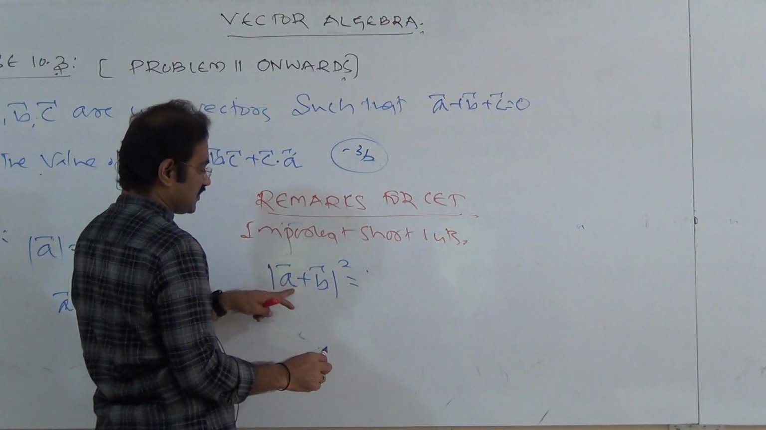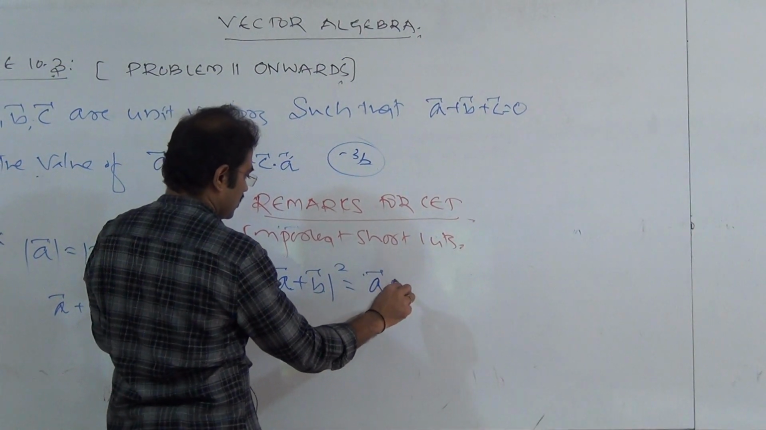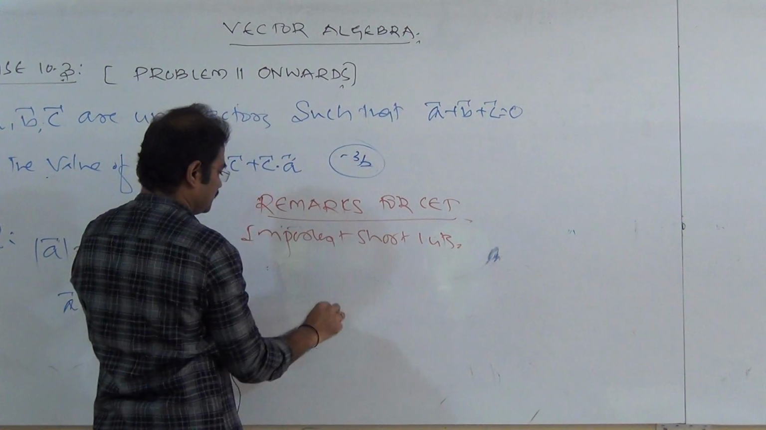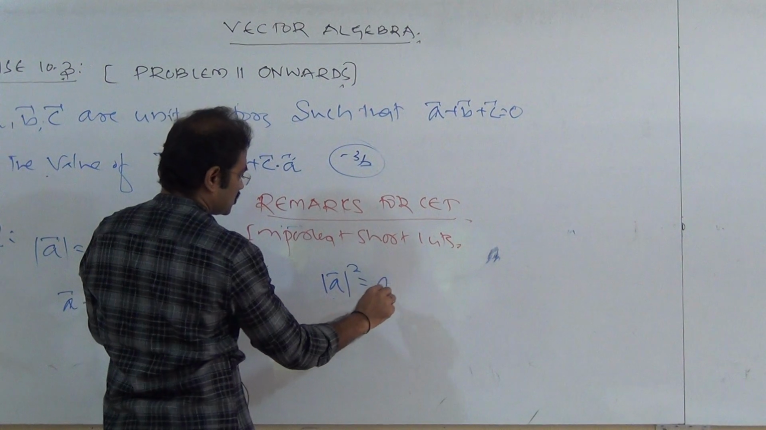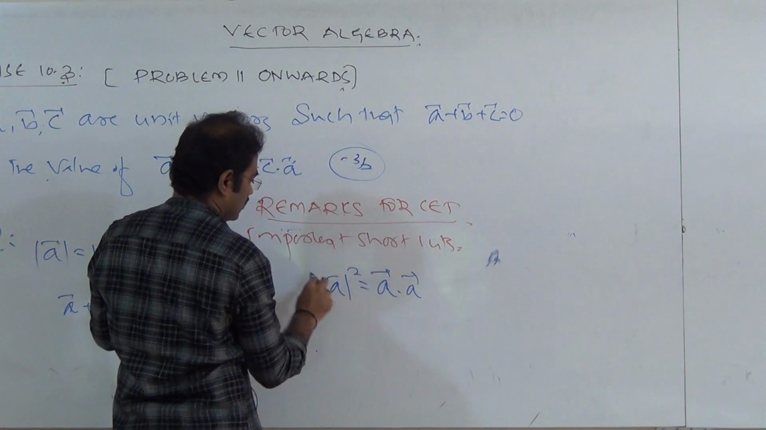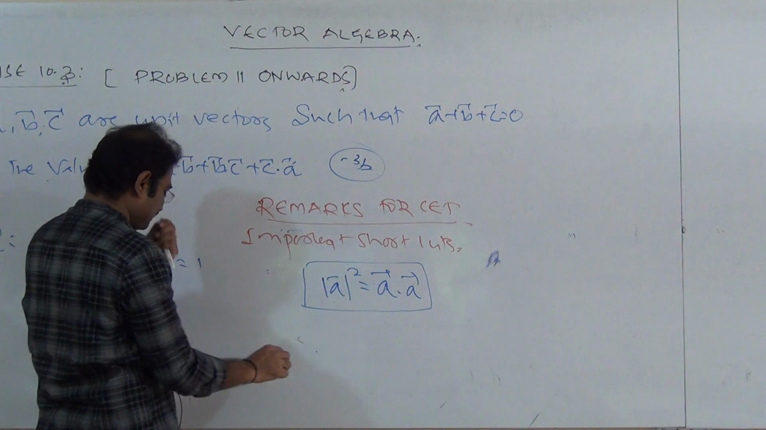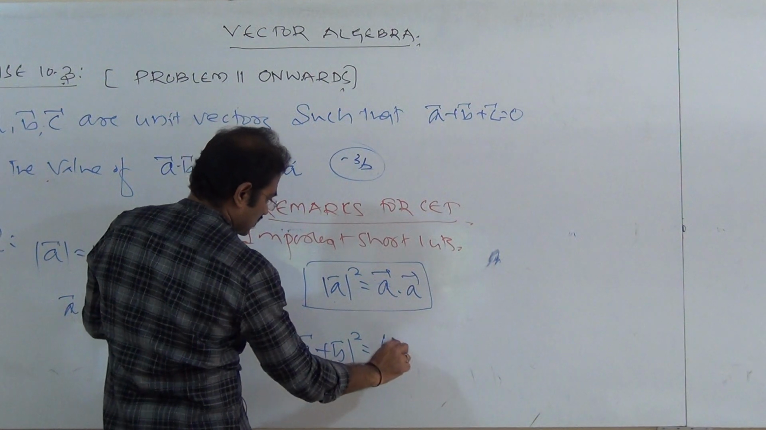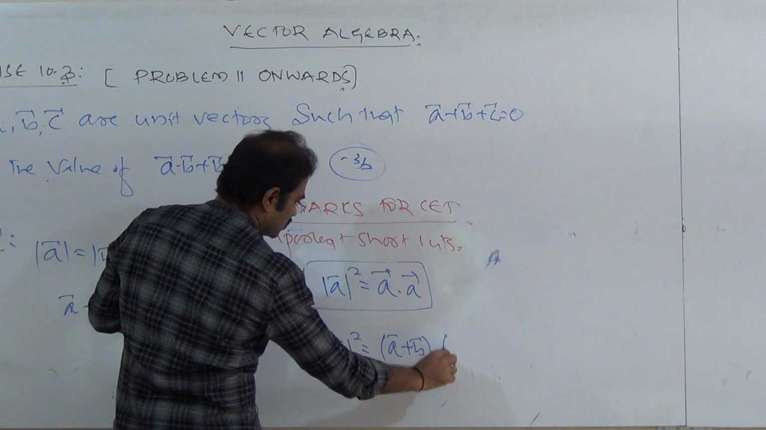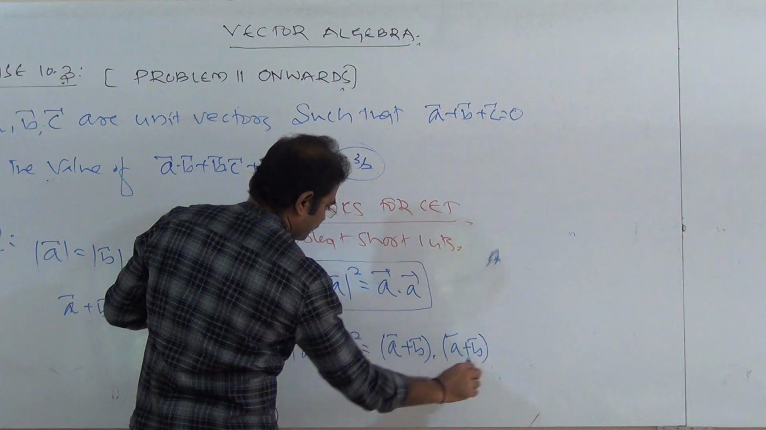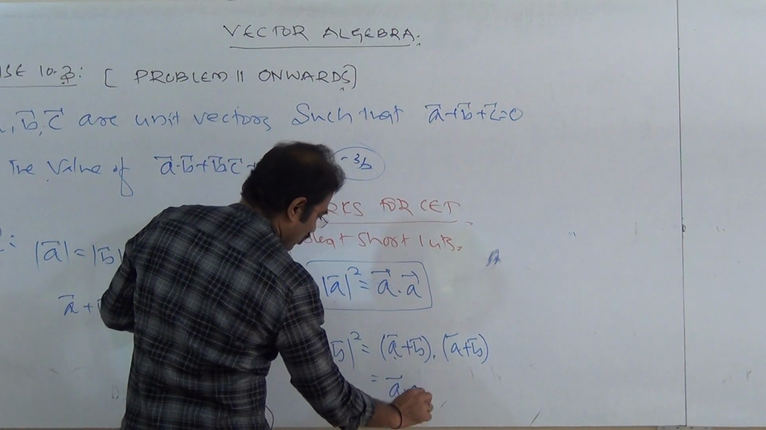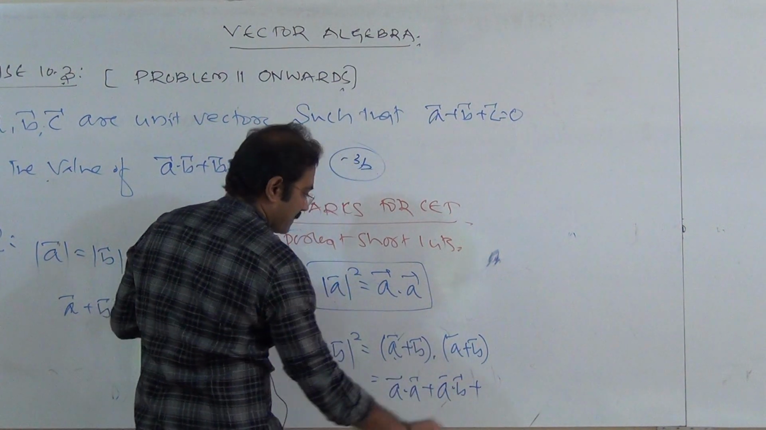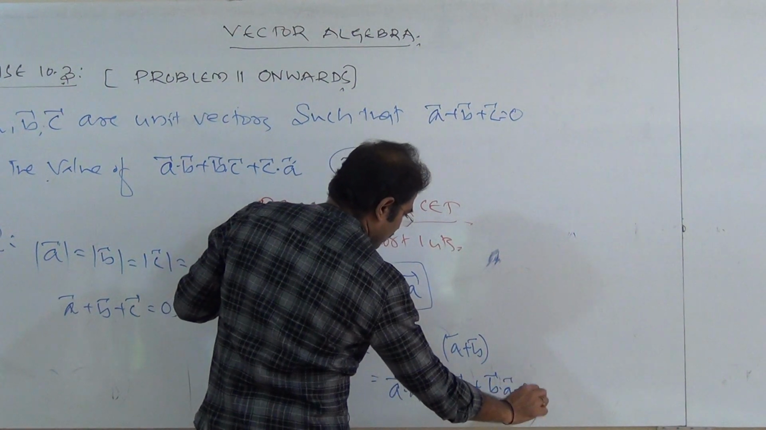Magnitude of A plus B bracket square, as we know, or write this one too. Magnitude of A square is equal to how much? A dot A. Put a box to this. Magnitude of A plus B bracket square is what? A plus B dot A plus B, right? What is this? A dot A, distributive law, A dot B, B dot A, B dot B.